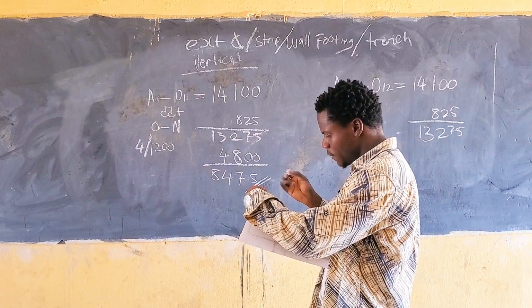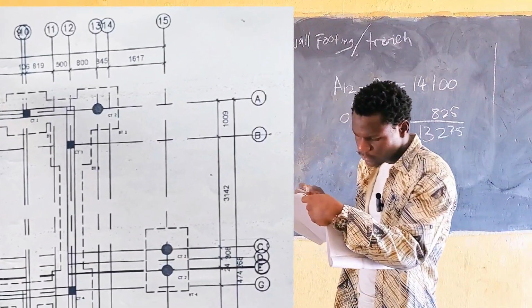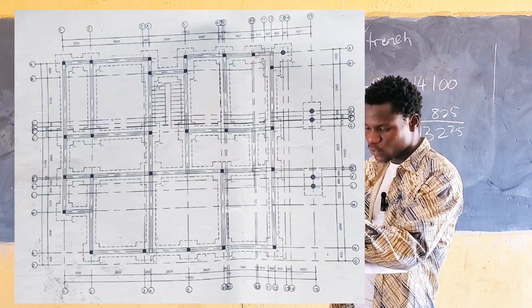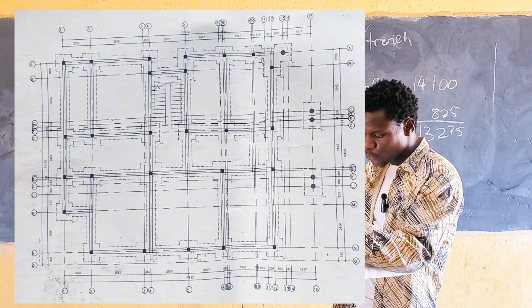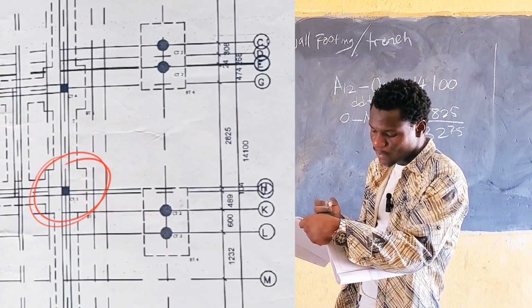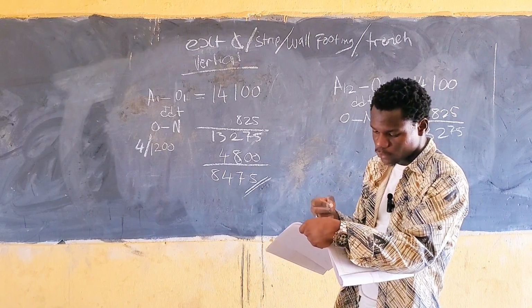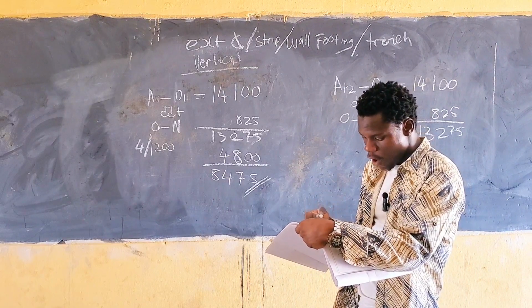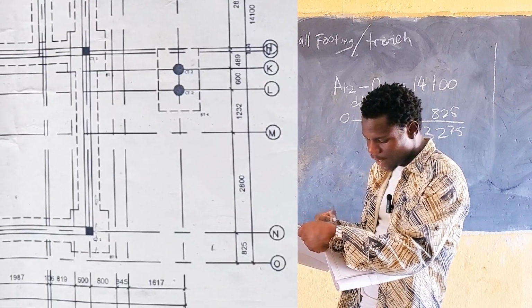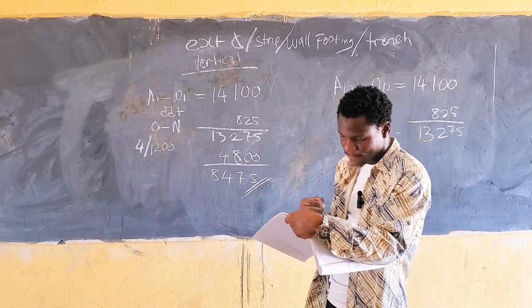On B12, there is one whole column base. On G12, there's another column base, a whole one. So that's 1, 2. On H and J12, there's another whole column base. That's 3. 1, 2, 3. On N12, there is another column base. There is half, making 3.5.